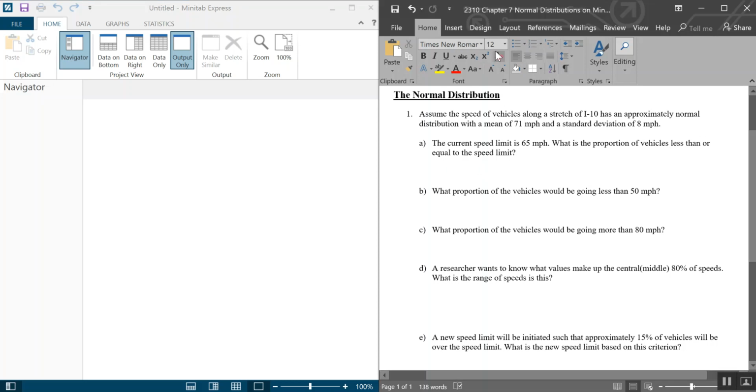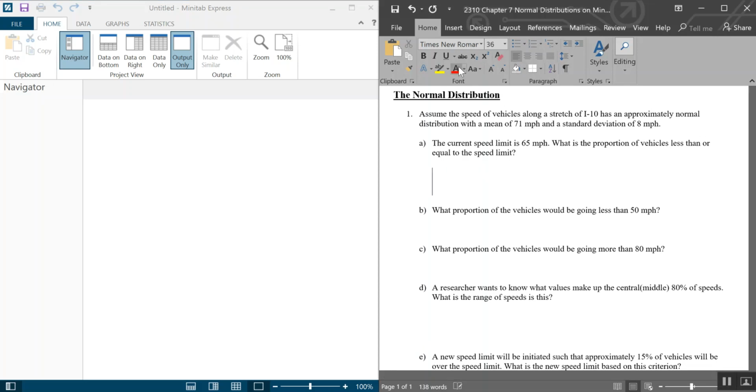So what we're interested in here, and I can use any variable I want. Since this is speed, I don't want to use S because that's usually used for standard deviation. Oh no. Oh well, I guess I'm going to use X. I want to look at going less than the speed limit, so 65 miles per hour.